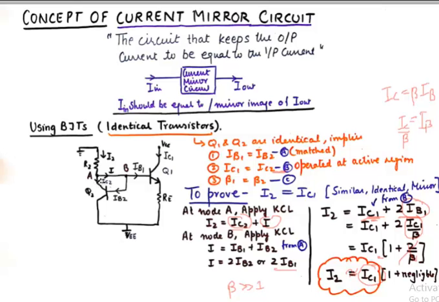So this kind of an arrangement where two matched transistors are connected in such a way that my current I2 in this part of the circuit is mirror image of IC1 at this part of the circuit is known as current mirror circuit. And I hope you've understood the concept behind a current mirror circuit.